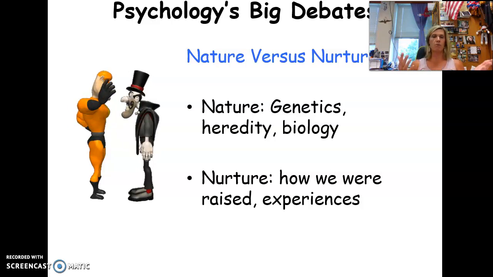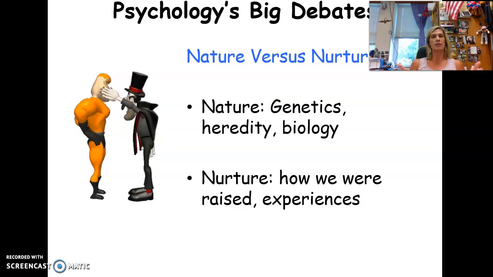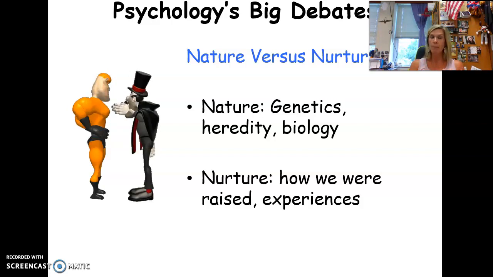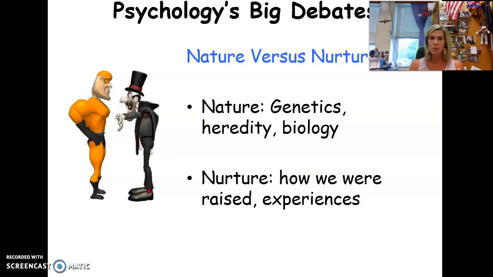So what is this debate? What does it mean? So how do we explain behaviors? Is it nature? Do we explain someone's behaviors by how they were born? They're born with genetics. They inherit certain traits. Is it biology? Is it in their DNA? Or is it nurture? Is it how they were raised? Is it the experiences which they had as they grow up? The learning experiences, what they've learned, is that playing a larger role in explaining their behaviors?